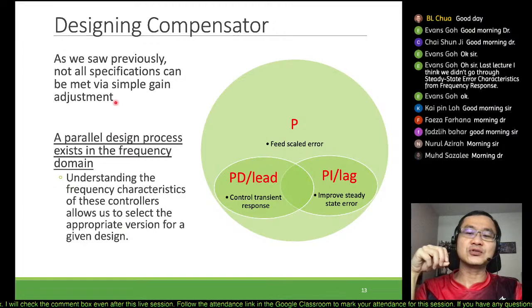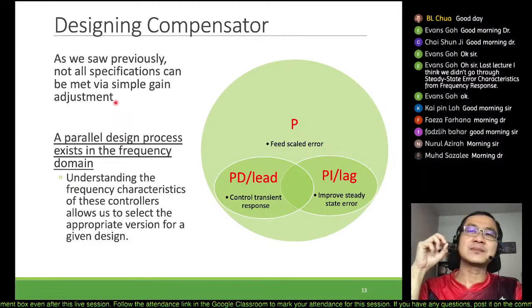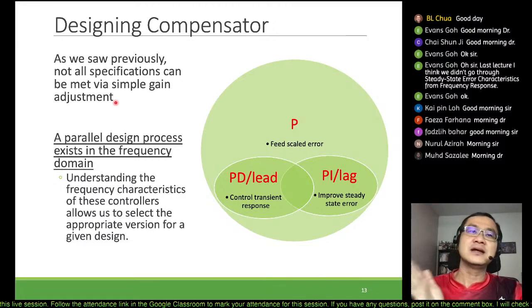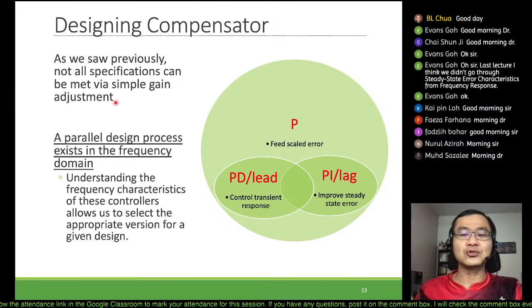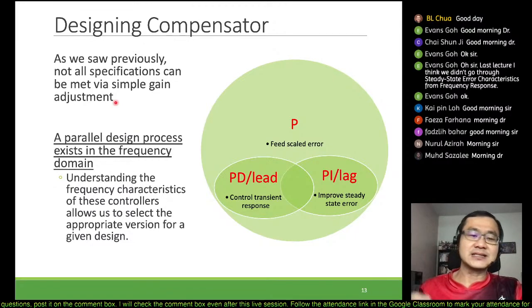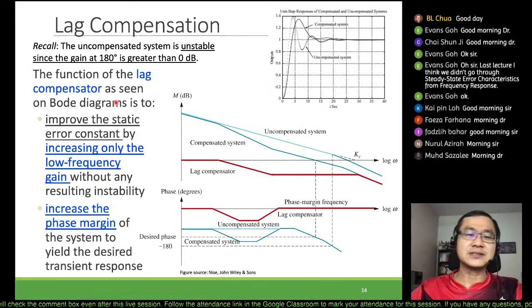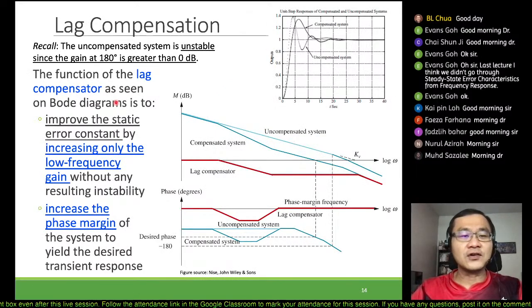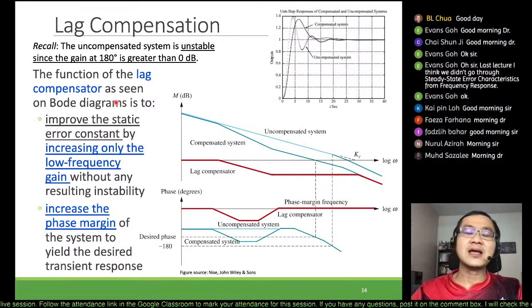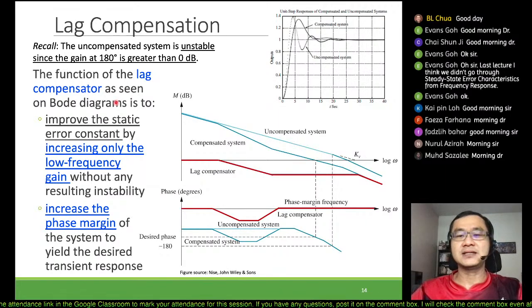Remember, when you shift the K value, sometimes it's out of the root locus, so you have to do another adjustment, which is the integral and the derivative terms, to compensate the system. This is where the compensator comes in, right? So first of all, we will go through the lag compensator itself.